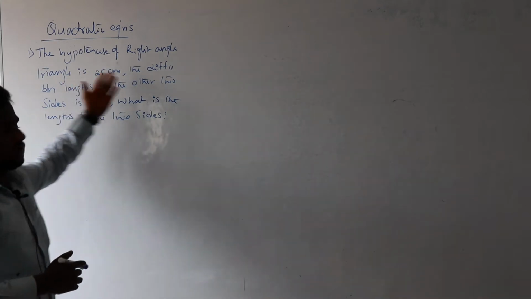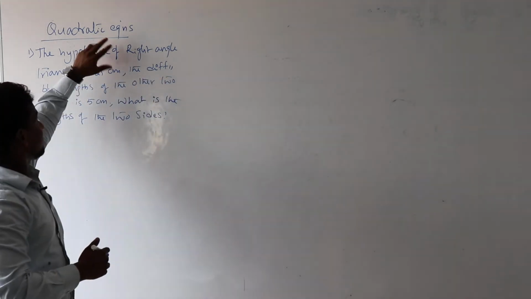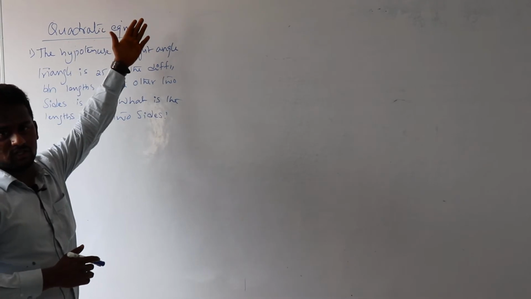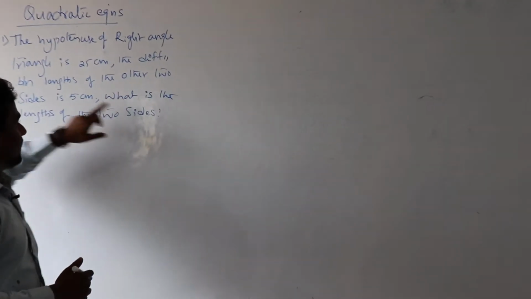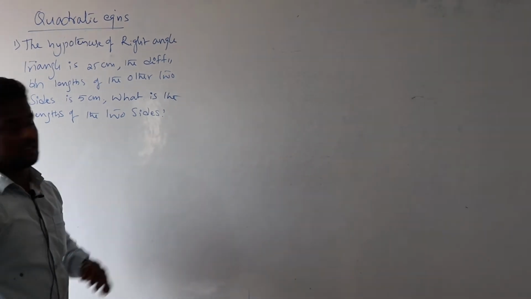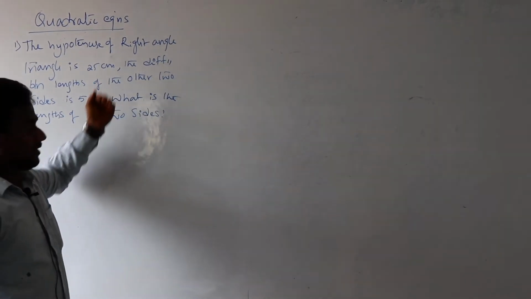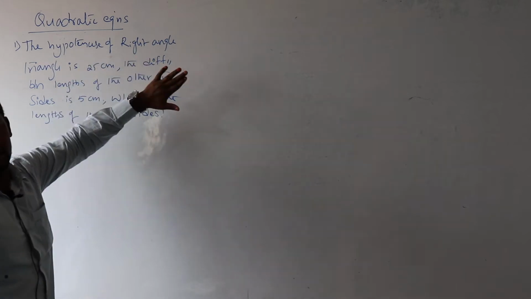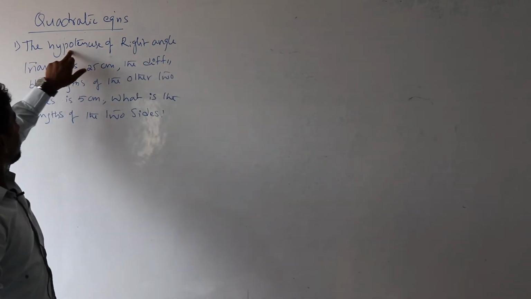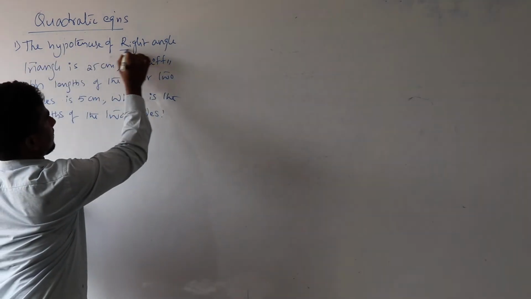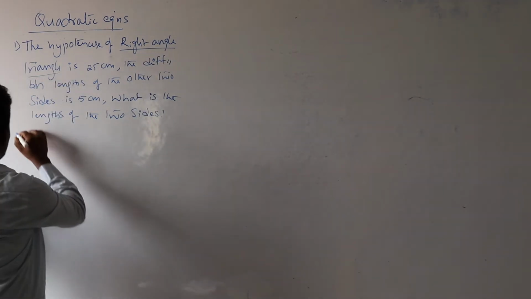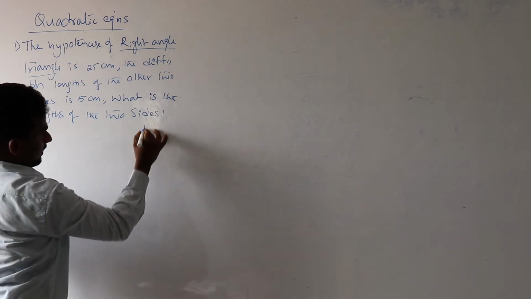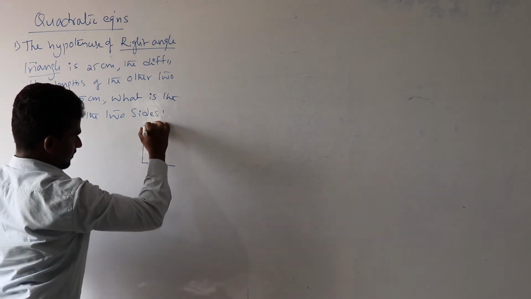Here there is no quadratic equation given, but the question is regarding quadratic equations only. Based on the given data, we should form the equations. How to apply the equations regarding the data type sums? The hypotenuse of a right angle triangle is given, so first you should draw the right angle triangle diagram.